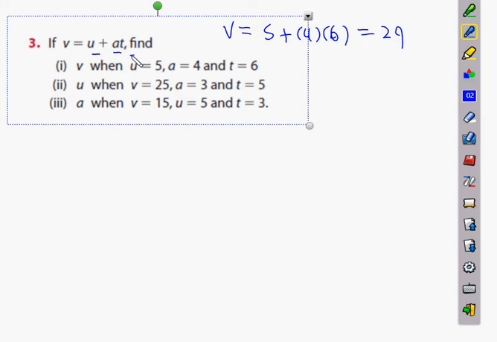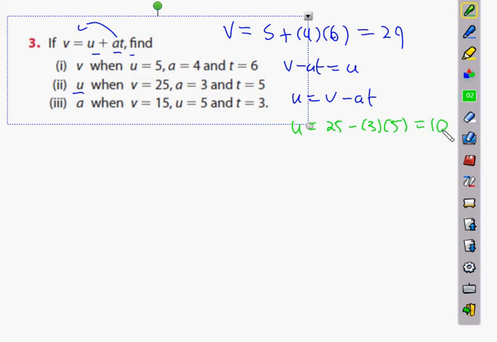Okay. Find u. So, bring the at over the other side and you get phi minus at equals u. U therefore is phi minus at. Would you be happy with that? And then u therefore is 25 minus 3 times 5, which equals 10 when you use your calculator.